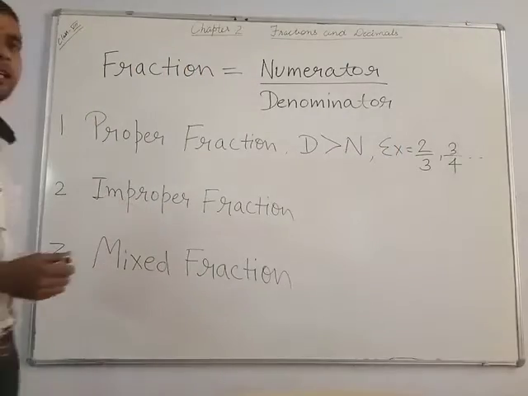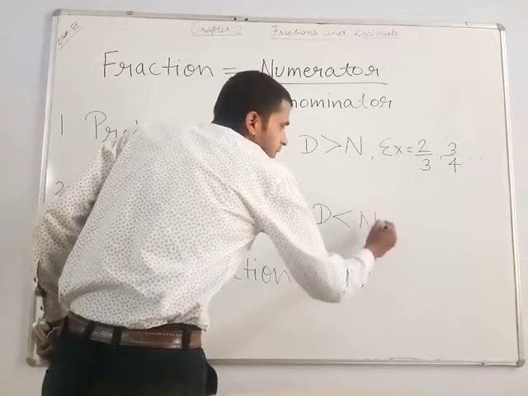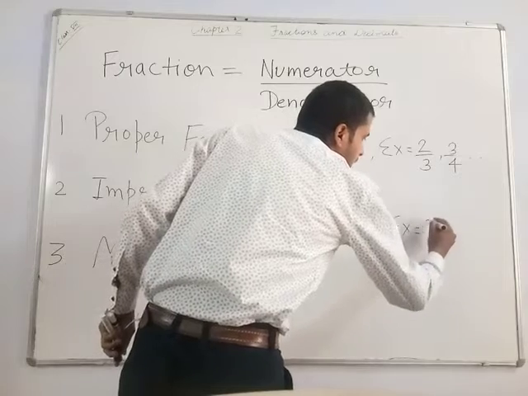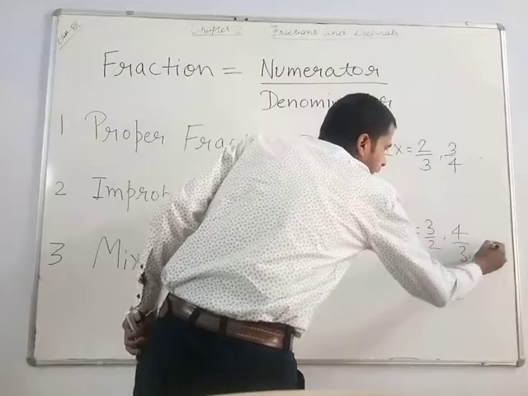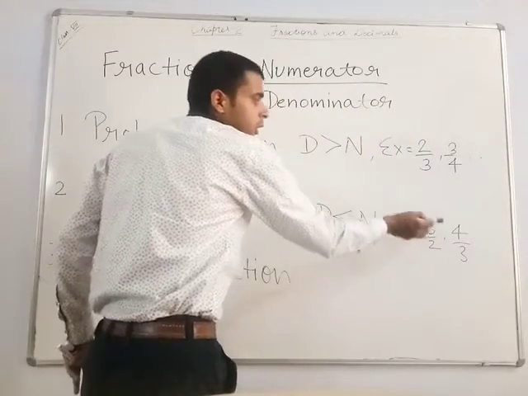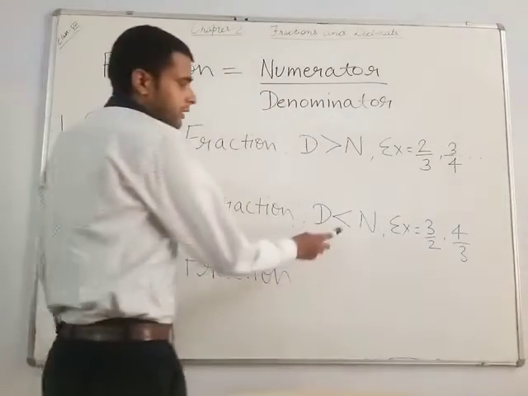Second, improper fraction. Improper fraction means the denominator is less than the numerator. For example, 3 upon 2, 4 upon 3 and so on. So the denominator is always less than the numerator, right?